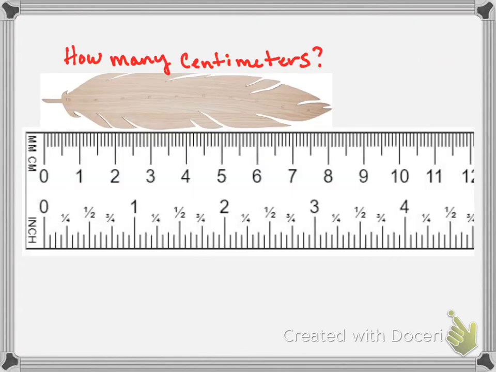But now we actually have a ruler, and we're measuring in centimeters. So look at how many centimeters this feather would be. Remember, we always need to start the beginning of our object at 0, and then at the tip of the object, see where it ends. And this ends at 8 centimeters. So my estimate was kind of close. I said 6 centimeters, but it's really 8 centimeters long.